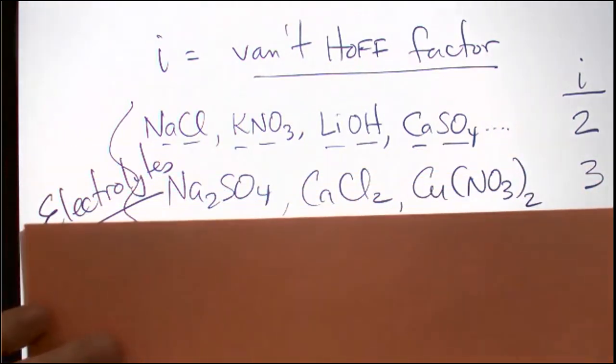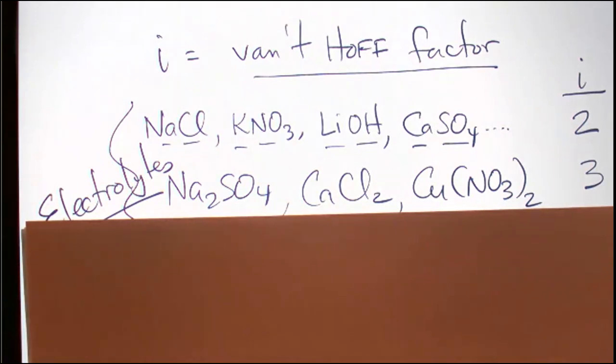Other salts, here's sodium sulfate, calcium chloride, and copper(II) nitrate. Each of those salts, if you dissolve 1 mole, will produce 3 moles of particles. For sodium sulfate, you'd get 2 moles of sodium and 1 mole of sulfate. You'd get 3 moles of particles if you dissolve 1 mole of sodium sulfate. So for those solutes, i would be 3.